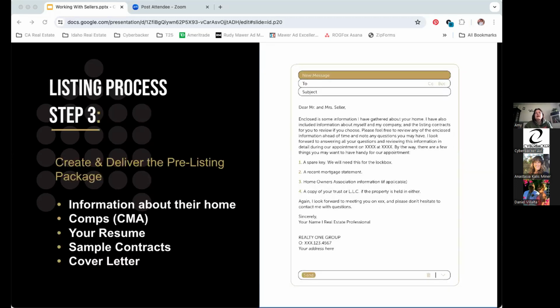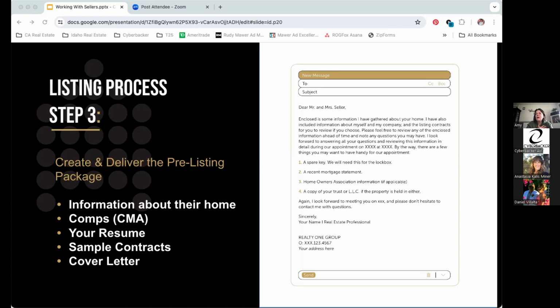All right. The pre-listing package. I highly recommend that you drop off a pre-listing package with each and every listing appointment that you may have, whether it's friends, family, or strangers. In your pre-listing package, I like to include information about their home. Usually I print up the tax records to make sure all the information is accurate. I'm going to include the comps, that CMA report, or the comparative market analysis report.